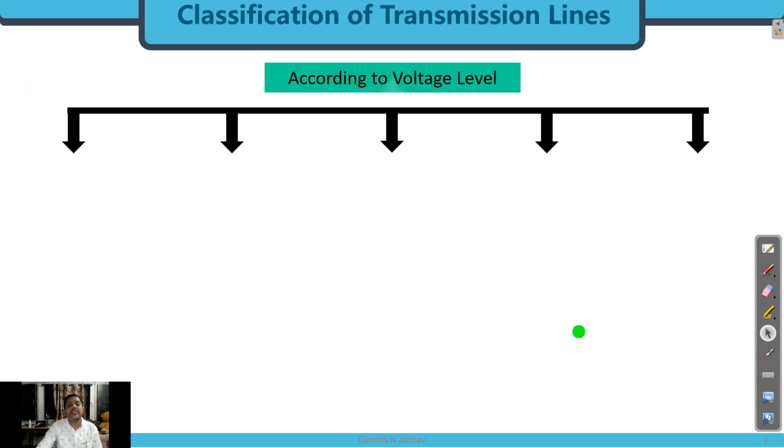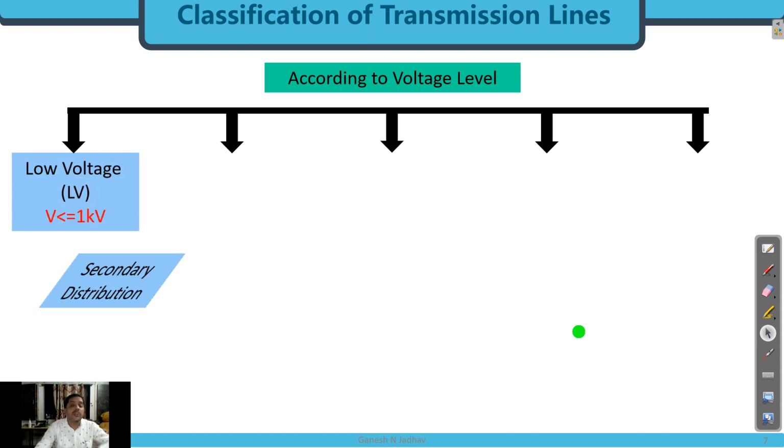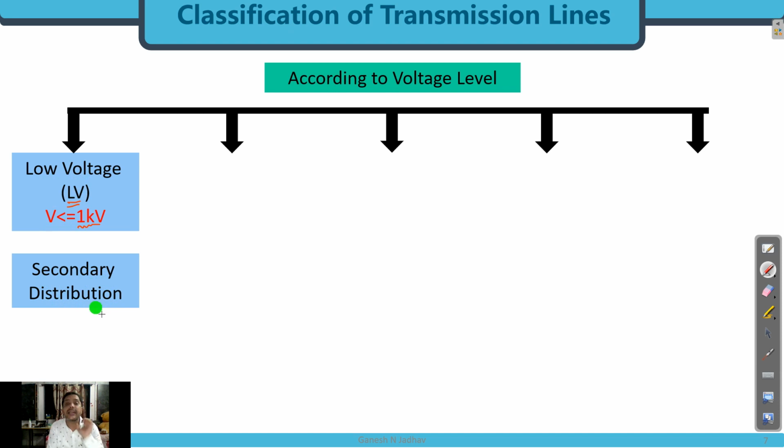How do we classify the transmission line? Classification of the transmission line is based on two main aspects: one is the voltage level and the other is the length of the transmission line. According to the voltage level there are 5 categories. According to Indian standard, the low voltage (LV) transmission line is a line having voltage below 1 kilovolt, and this is used mainly for secondary distribution.